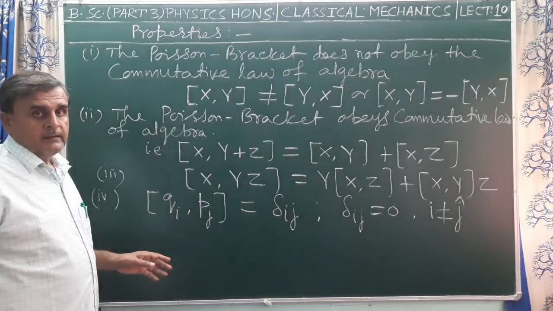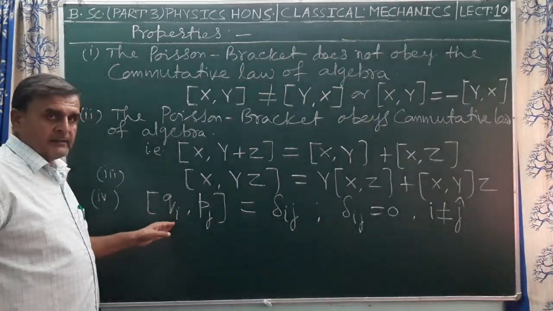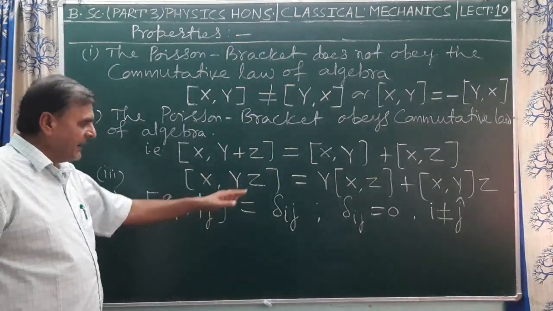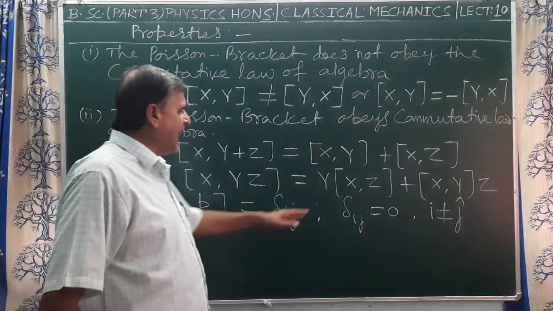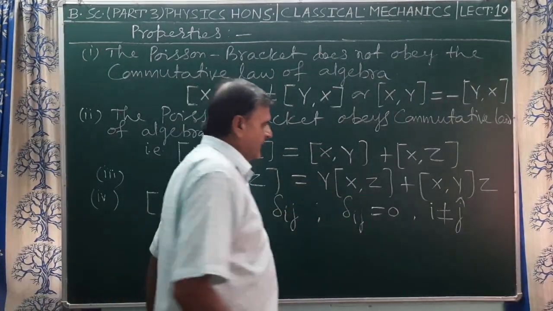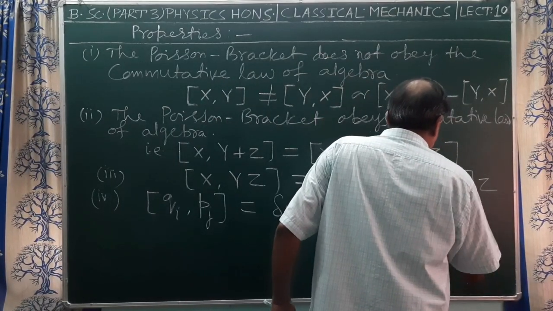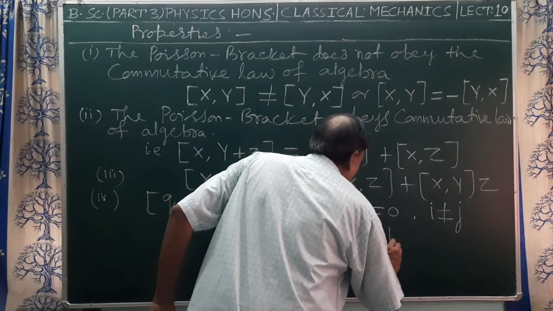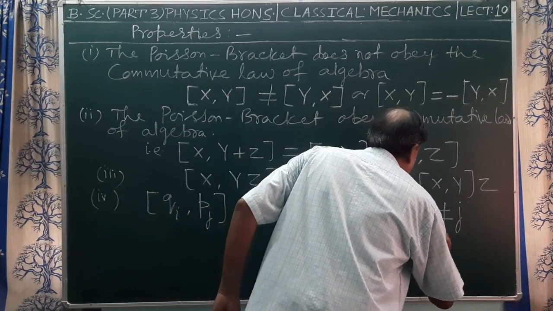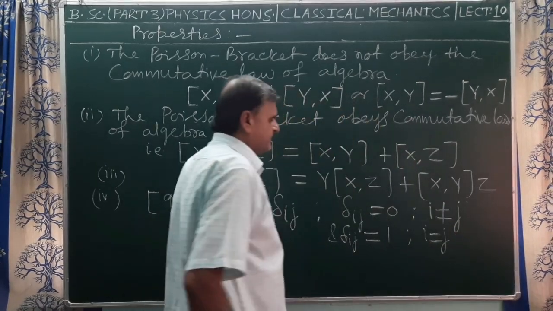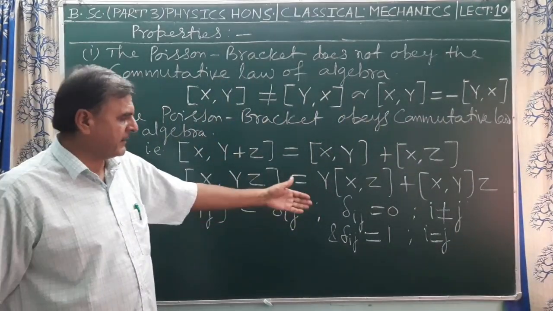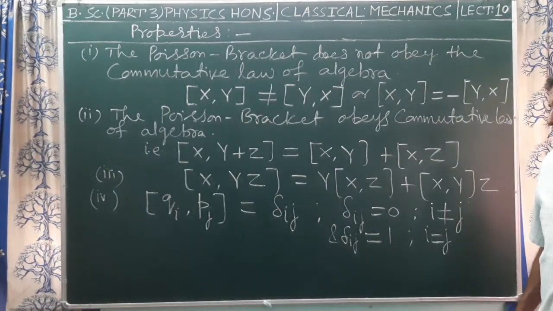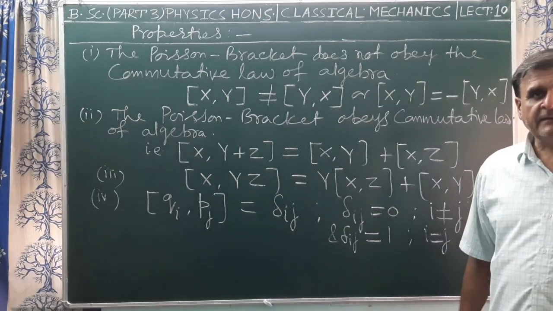The fourth property is the Poisson bracket of position coordinate qi and momentum pj, that is under the square bracket qi comma pj, equals delta ij, where delta is the Kronecker delta. Delta ij equals 0 if i is not equal to j, and delta ij equals 1 if i equals j. So this is the fourth property of the Poisson bracket.